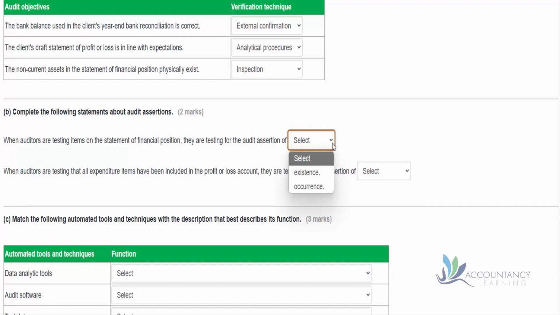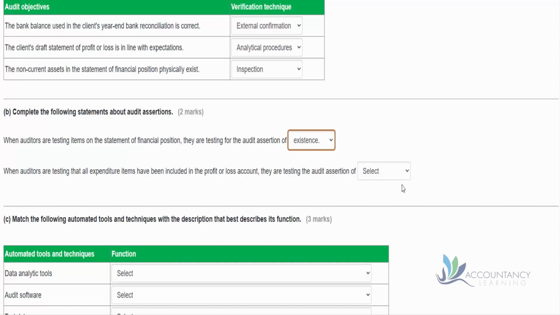But the difference is that we want to verify that an asset exists. And we want to verify that revenue occurs. Okay, so they basically mean the same thing. Yet should these numbers be in the accounts? But frustratingly, one of them is for the statement of financial position and one of them is for the statement of profit and loss. So just try to remember that assets exist, revenue occurs. And in this case, because we're talking about the statement of financial position, we're thinking about existence.